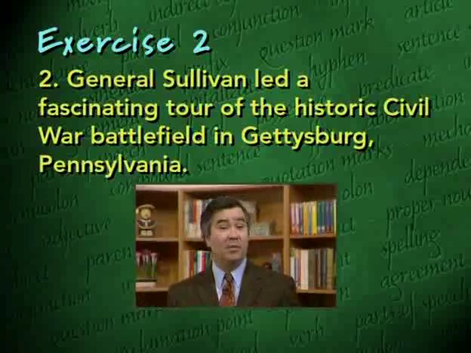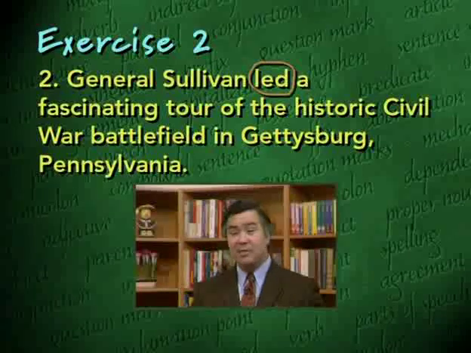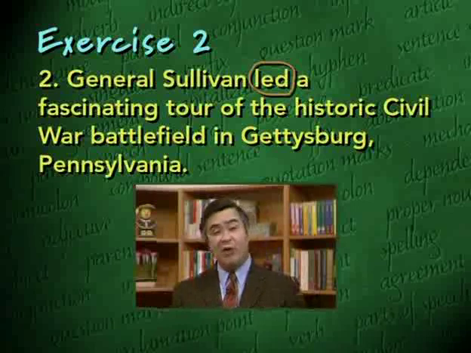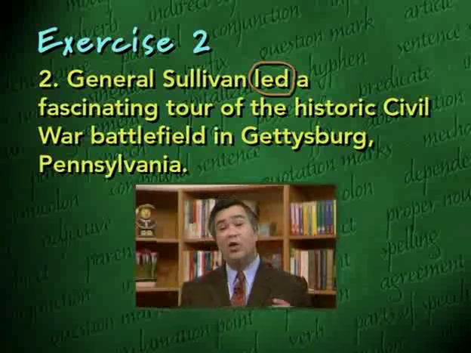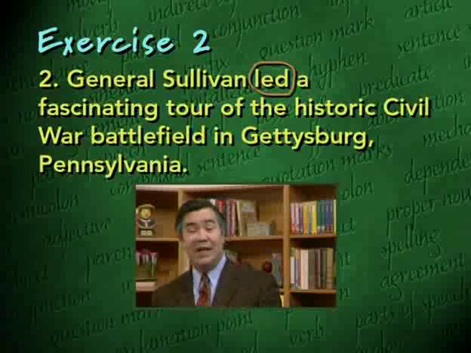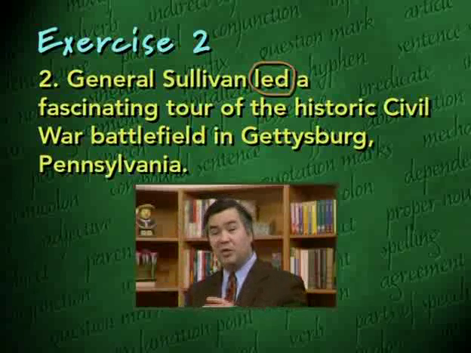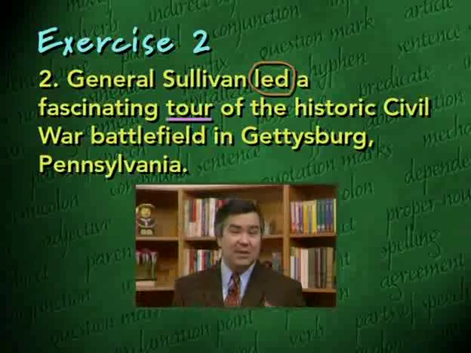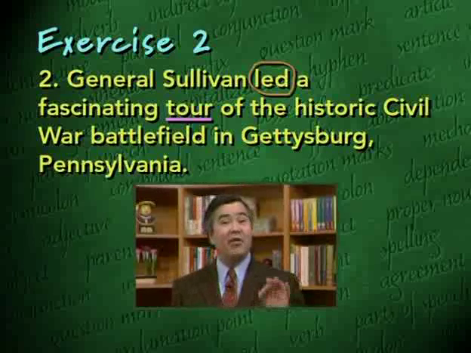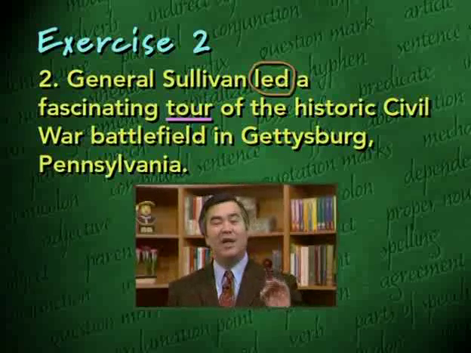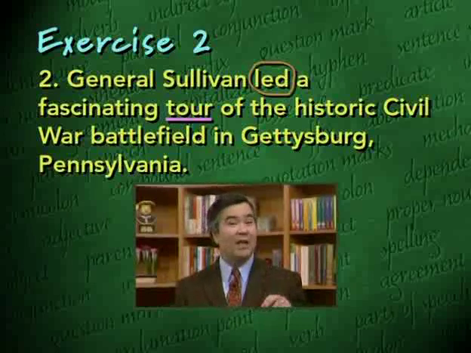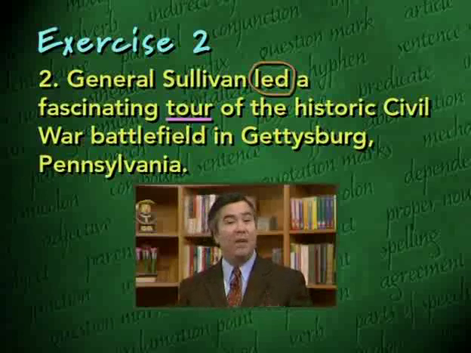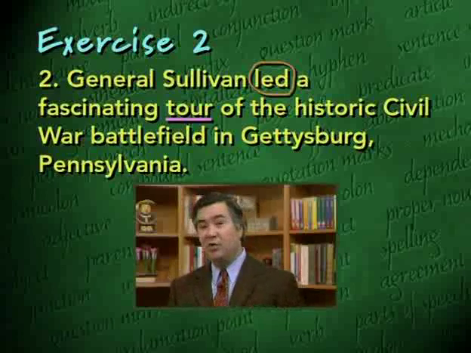Once again, what's the verb? The verb is led. The subject of the verb is General Sullivan. General Sullivan is the person who led. Now, what did General Sullivan lead? What or whom did he lead? Is there a word that answers that question? That is, a word which receives the action of the verb led? Yes, what he led was a tour, specifically a fascinating tour. But the noun tour is the key word. That's the direct object of the verb led. It tells us what General Sullivan led. The other words there, fascinating, give more information about the tour. They tell us what kind of tour it was.